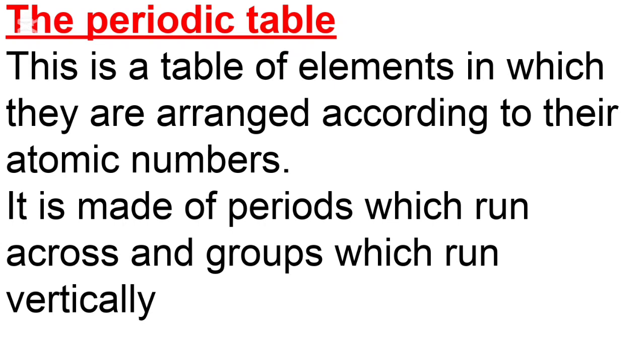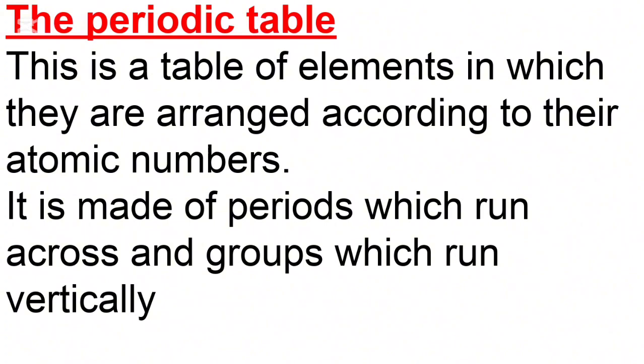This is a table of elements in which they are arranged according to their atomic numbers. So their atomic numbers are in order of their placement. For example, the first one, which is hydrogen, has an atomic number of 1, followed by helium with an atomic number of 2. Like that. That's how you are going to arrange them. Now, when you arrange them in that order, you come up with a table, and that is the periodic table.